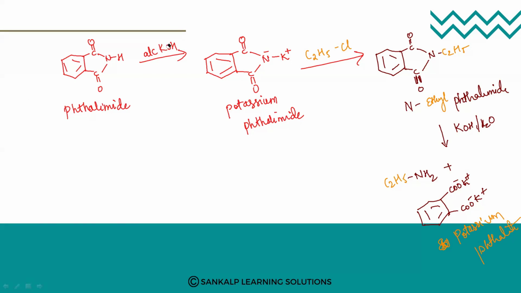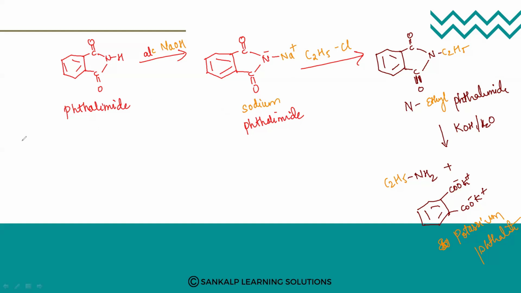One more example I can take. Instead of alcoholic KOH, I can take NaOH. Now what will be the changes? Instead of the potassium salt of phthalimide, I'm going to get the sodium salt of phthalimide, Na plus. Okay, so what will be the name? It will be sodium phthalimide. So instead of alcoholic KOH, now I'll take NaOH.